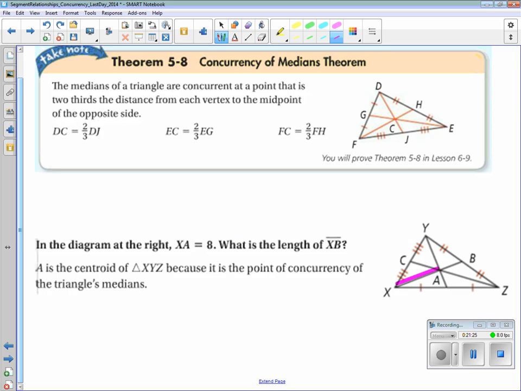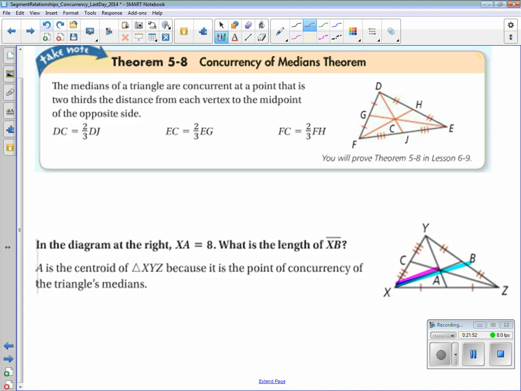Okay? So from the vertex to the stretch in the middle is 8. What's the length of XB? I want it to be the whole thing this time. Let's try that again. I want to find the whole length XB. If I know this part is 8, and it's twice as long as the other part, what does the other part have to be?